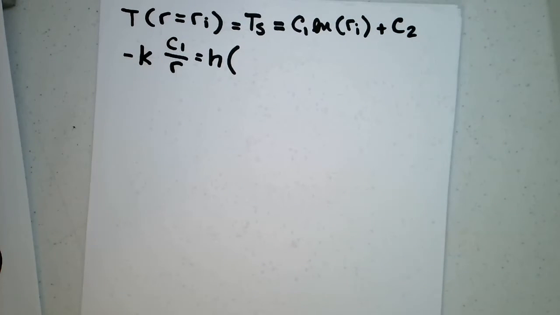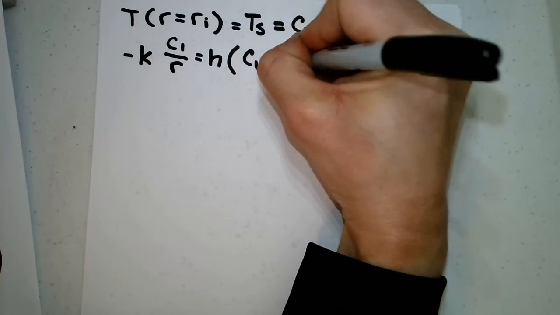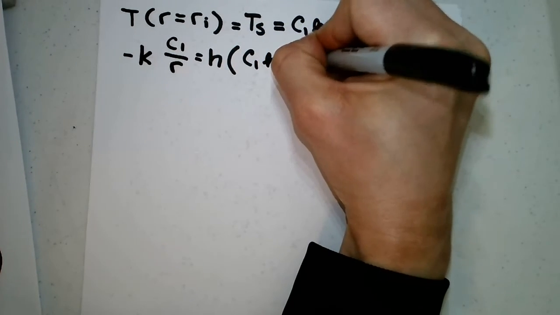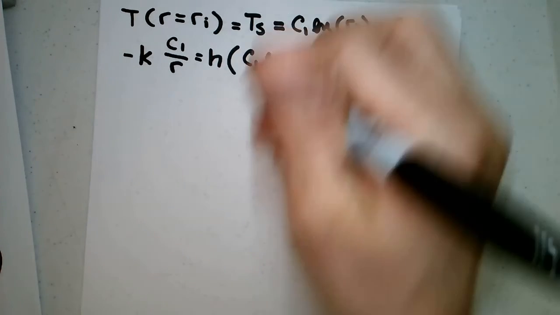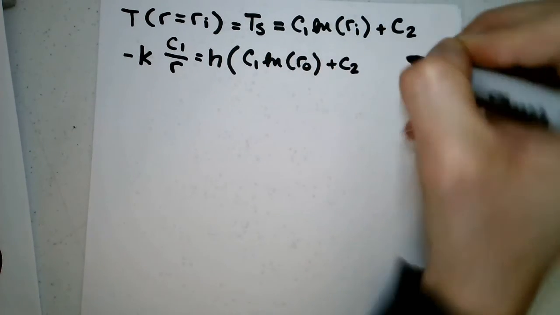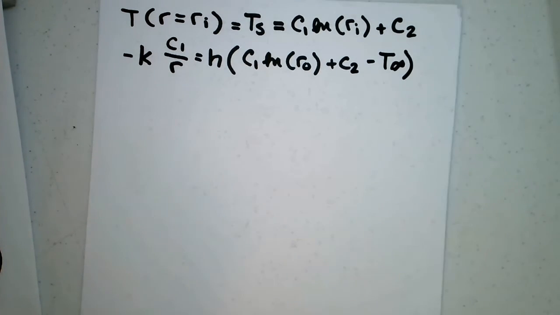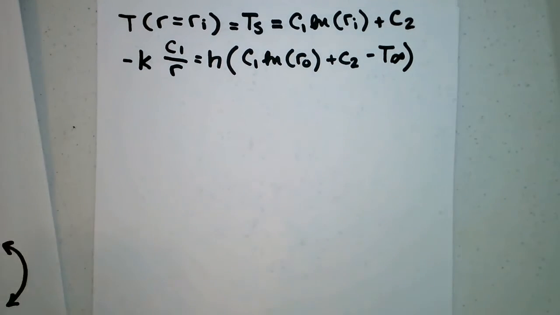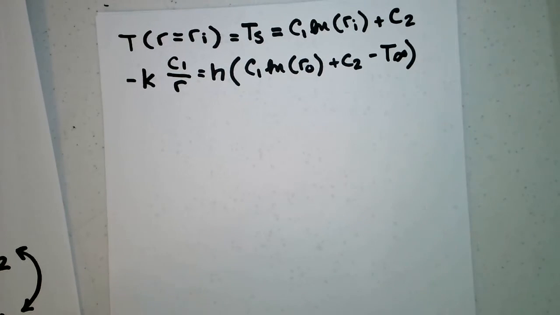We have T of R_O, C1 natural log R_O plus C2 minus T infinity. h delta T, that is it. So those are the two boundary conditions we need to solve. We need to solve for C1 and C2.